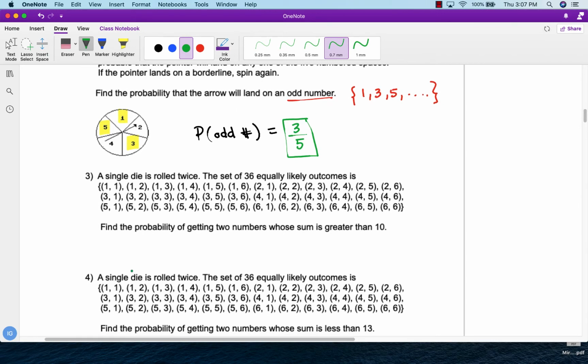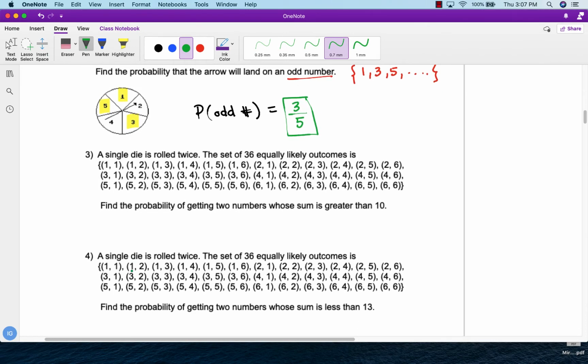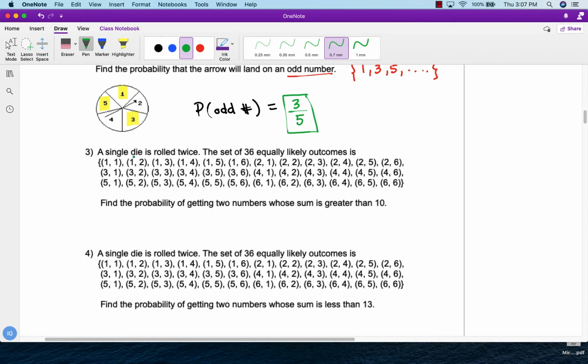Alright, let's talk about a single die. A single die is rolled twice. So the set of 36 equally likely outcomes are these ones. I don't like the way this problem displays the possible outcomes. I kind of like them when they're in order, like we used to. But oh well, we'll deal with this.